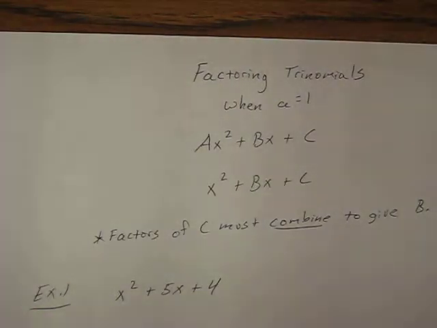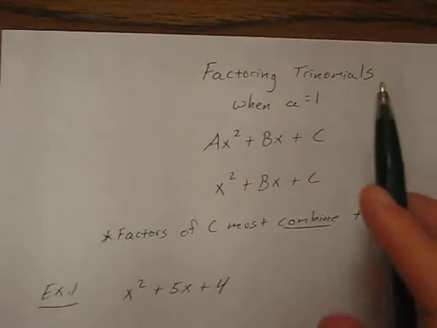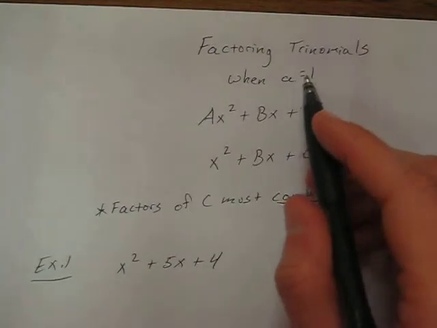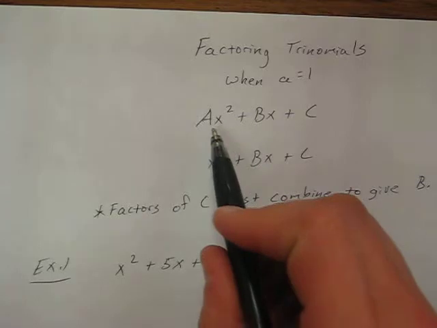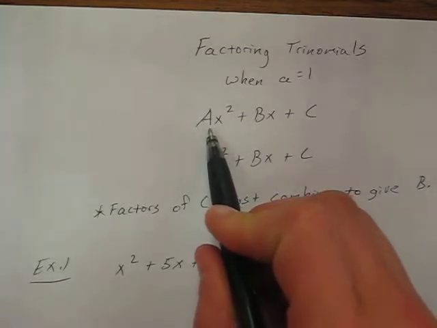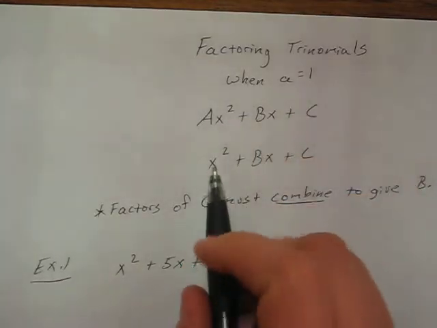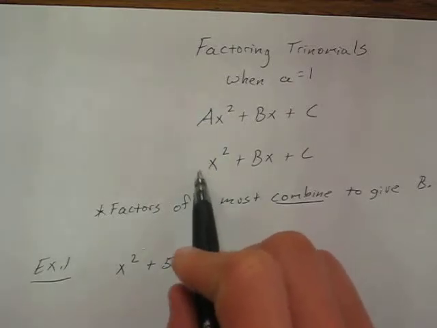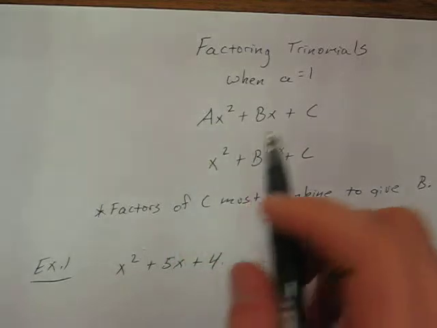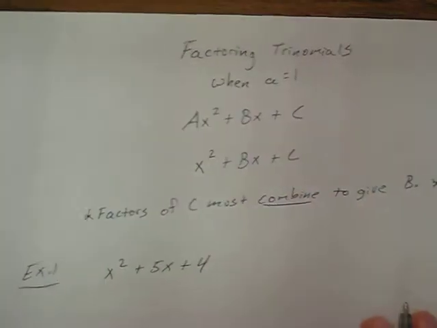This video is going to teach you how to factor trinomials. This one focuses on when a equals 1. So remember, this is a trinomial because it has 3 terms, and we call the coefficient in front of x squared a. So the method we're talking about is when you don't see a number in front of the x squared term. What that means is that a value is 1, and that's when you use this method.